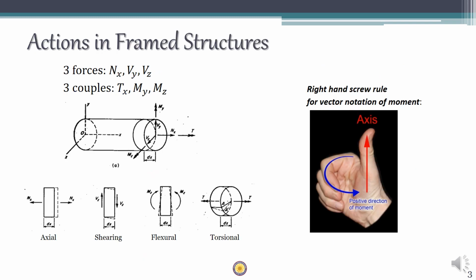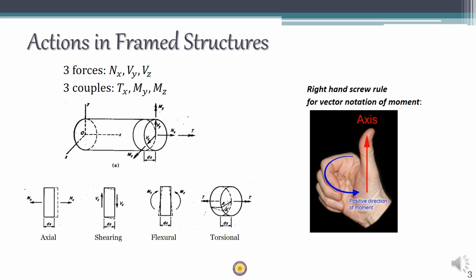Now let's see the actions in a frame structure. All the forces and couples acting in a structure are collectively called actions. Here I have taken a small element of a structure and the Cartesian coordinate is marked. X is along the length of the element, Y is above and Z is out of the plane. So you can see that the X and Y coordinates are in the cross section and the X coordinate is along the length of the element.